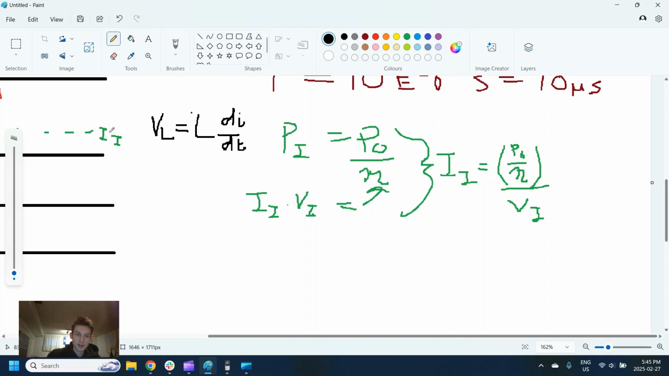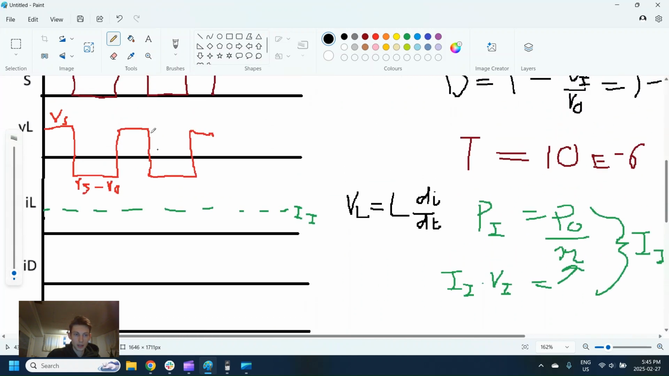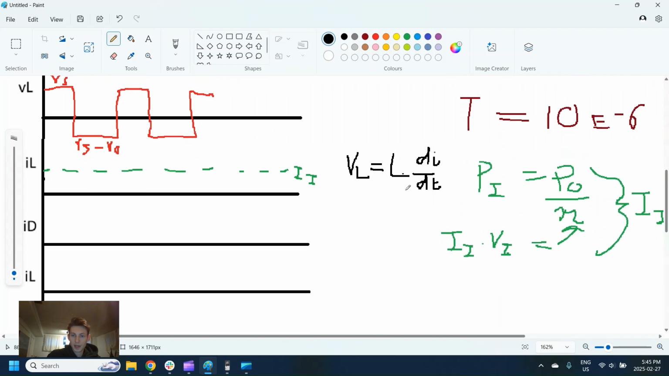So this tells us something because we know this, and we don't know this, but we know it's a constant. We know that the voltage across the inductor at any given point, because we have this waveform we've just calculated out here, is this. And we know that this is going to be a constant value. So the derivative of the current, which basically means the slope of the current, is going to be linear because it's a constant. We don't know if it's going to be positive or negative, but we know it's going to be linear.